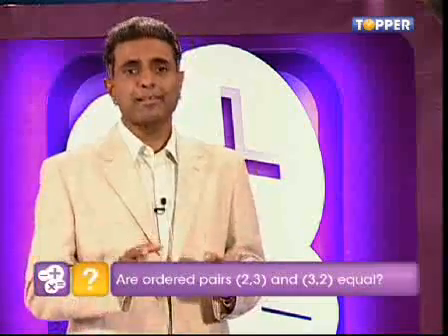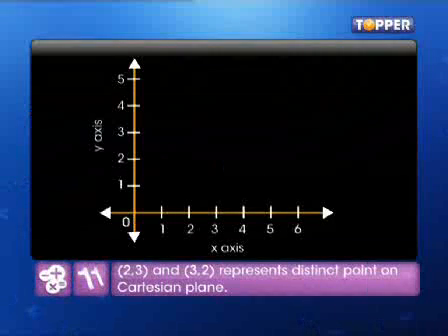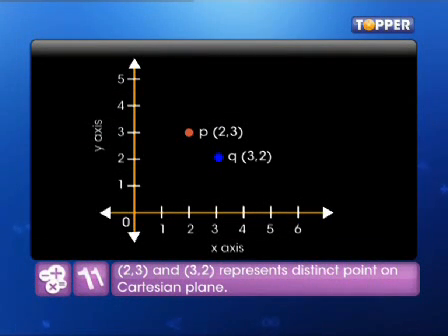Now, can we say that the ordered pair (2, 3) is equal to the ordered pair (3, 2)? We know that the points P(2, 3) and Q(3, 2) are represented by different points in the Cartesian plane. Don't take my word for it. Check it out for yourself.